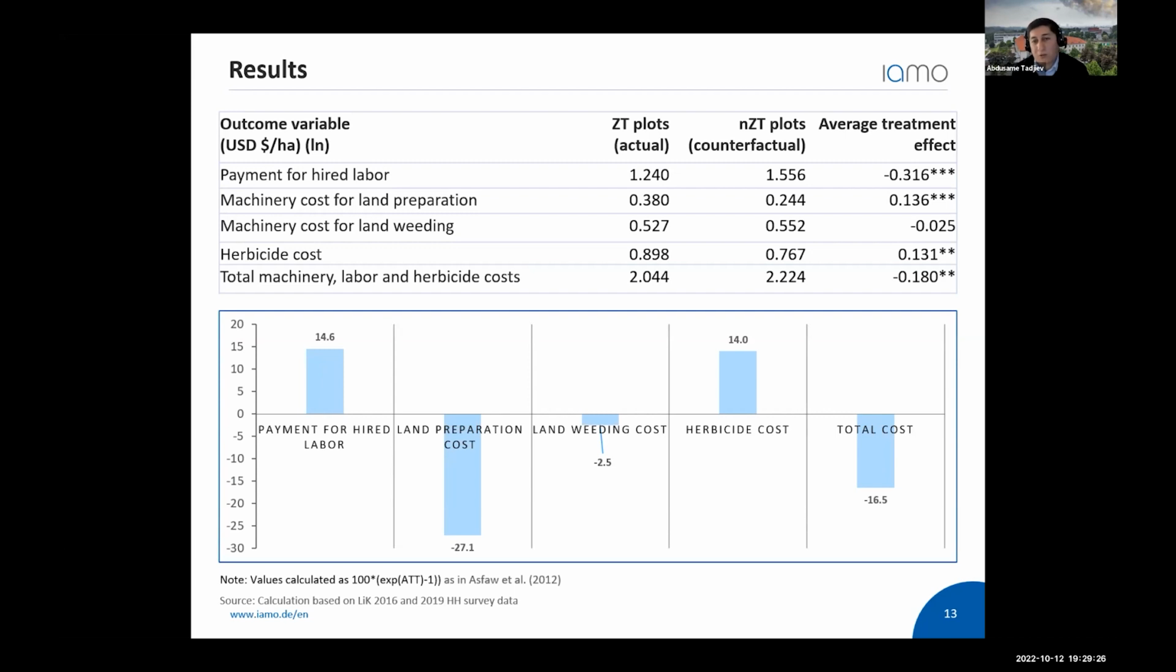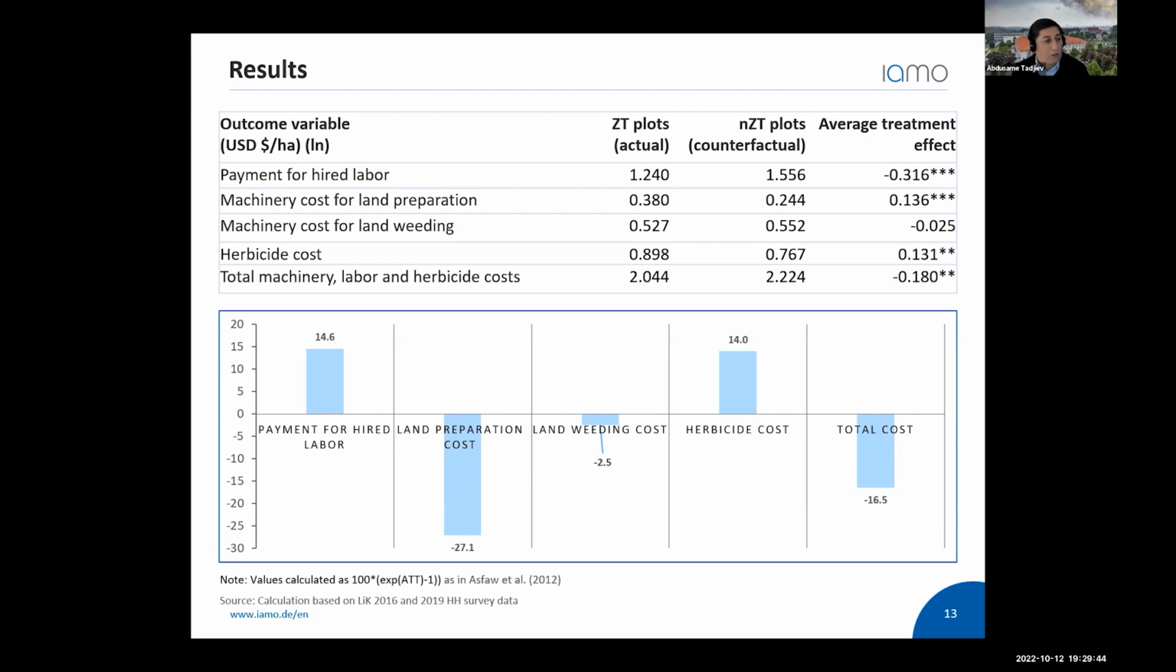Despite the advantages of zero tillage, several households do not use this method. Maybe it relates to education or religious practices. Maybe they don't have more information about it.